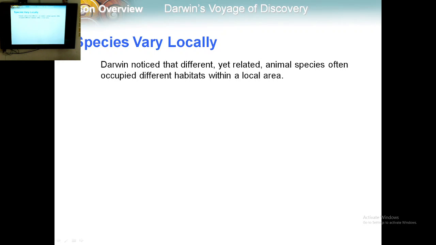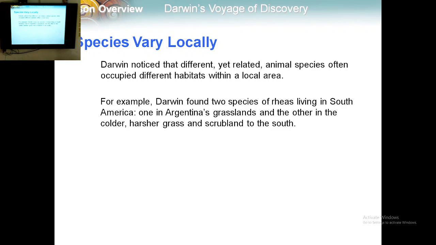The second point is species vary locally. Darwin noticed that different yet related animal species often occupy different habitats within a local area. So we are in the same local area, but with different species. As an example, Darwin found two species of rhea living in South America, one in Argentina's grassland and the other in the colder, harsher grass and scrublands to the south. So he found two species of rheas in different habitats in the local area.